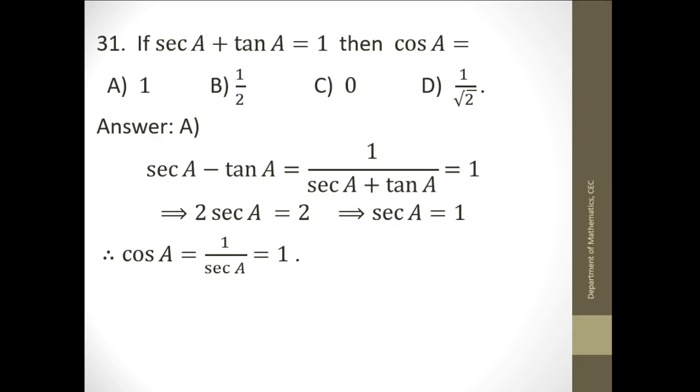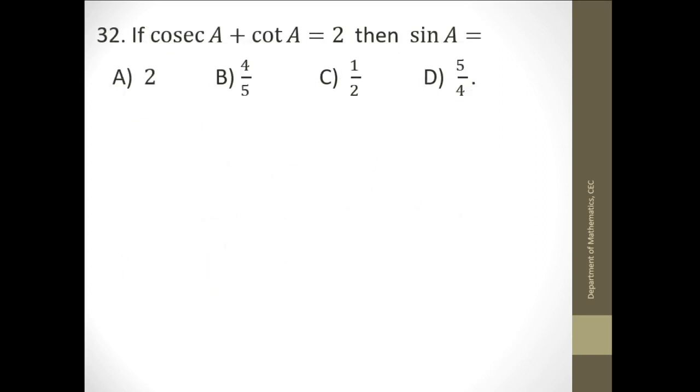Adding the given and this second: a minus tan a. 2 secant a is 1 plus 1 is 2, secant a is 1. That's all.